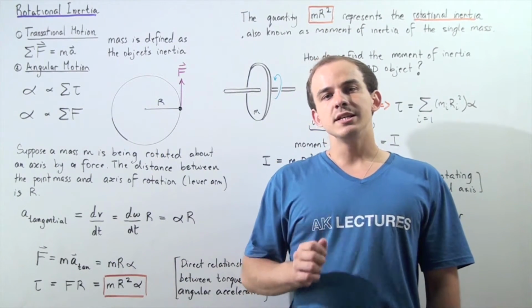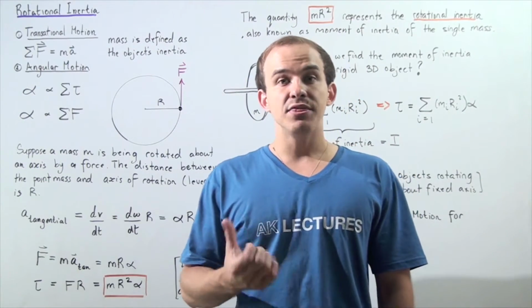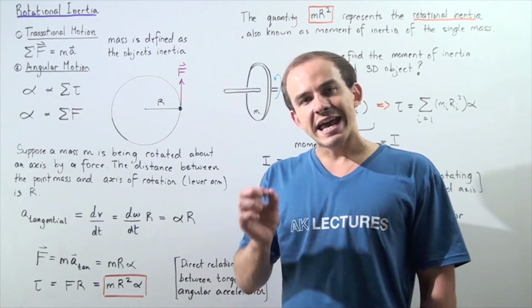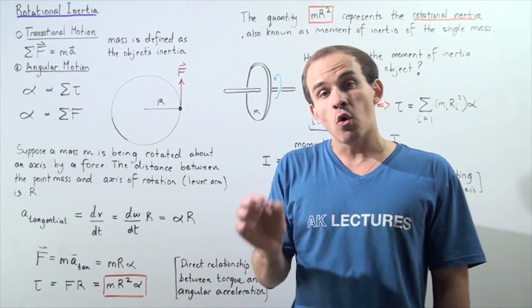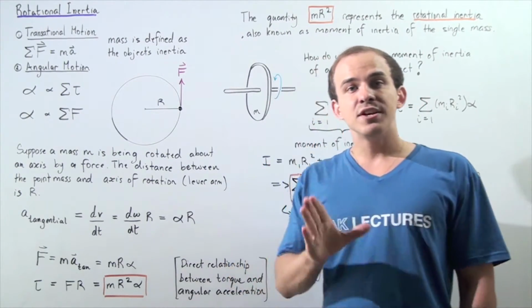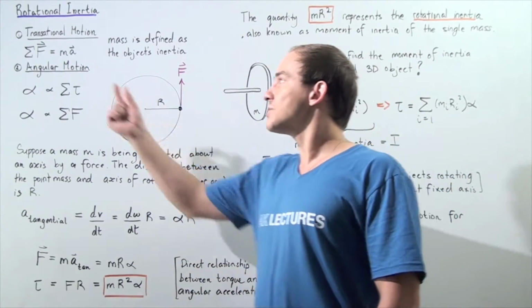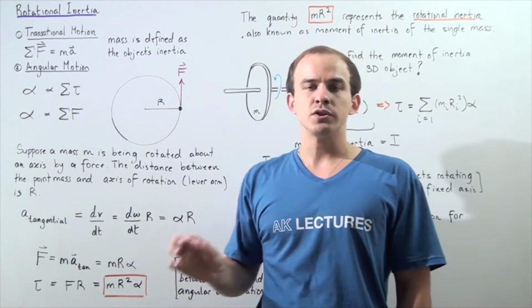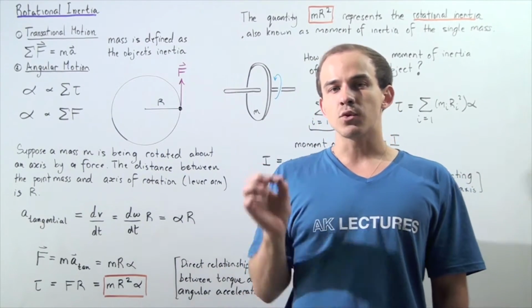Whenever an object is undergoing translational motion and that object is accelerating, that means a net force must be acting on that object, causing that acceleration. This is known as Newton's second law of motion. It states that the sum of all the forces acting on the object is equal to the product of the object's mass and linear acceleration.